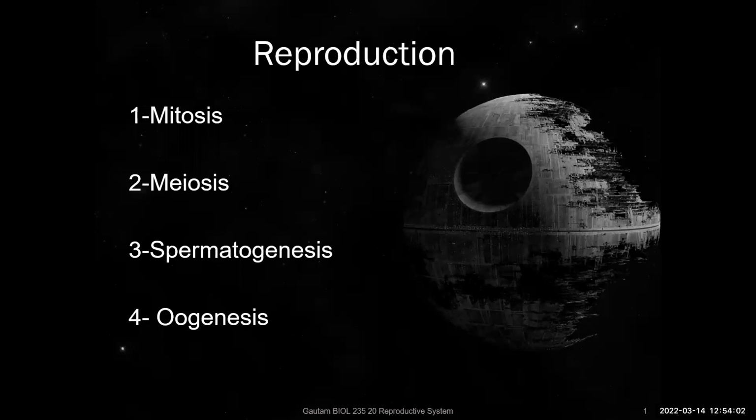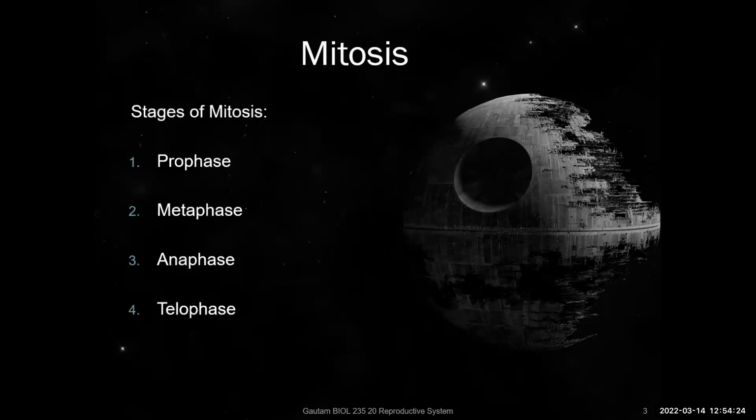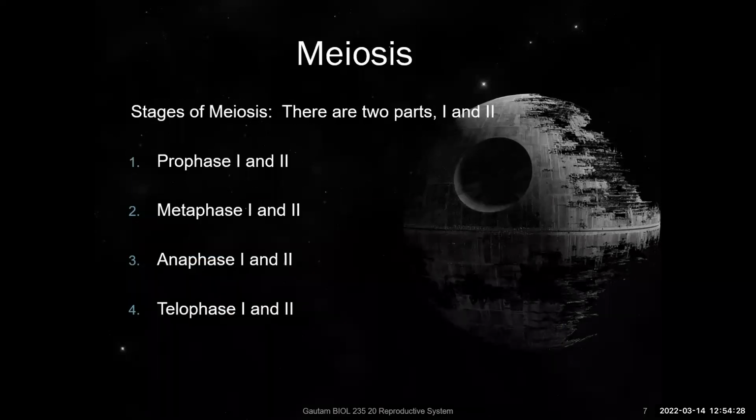So once again, these slides have been placed here to give you a review if you need to refer to it. What I will go over in this slide set is the process of spermatogenesis, which is the formation of sperm, and then oogenesis. So let's go through it. Here is mitosis, and I have these steps here. You don't need to know them, but it's good to understand what mitosis and meiosis is.